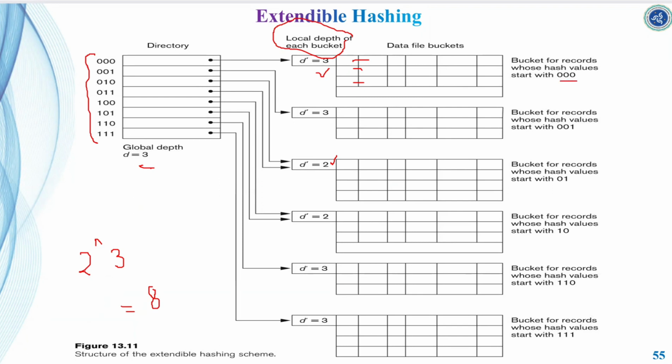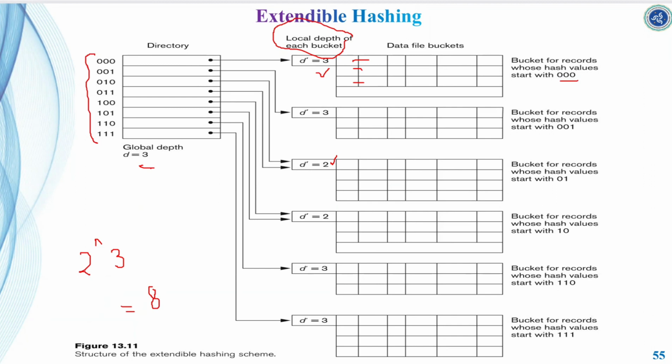So the least significant bits are what we are taking. In this case, this pointer is pointing to the second bucket. D dash is equal to 3, so here we have to take the three units, that is the 3 bits. So the hash value that starts with 0, 0, 1 will be assigned to this bucket, the records having 0, 0, 1.